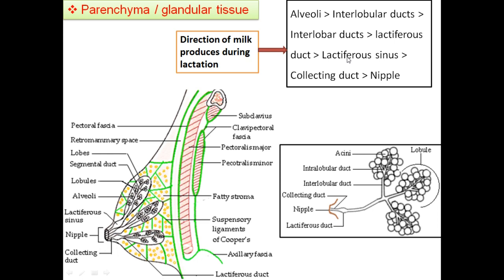So these are the common structures of the parenchyma. As far as the stroma is concerned, it consists of the fibrous septum as well as the adipose tissue, and in between the adipose tissue we can see the ligaments. These are the suspensory ligaments of Cooper.